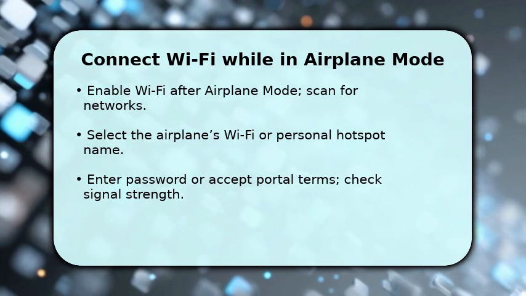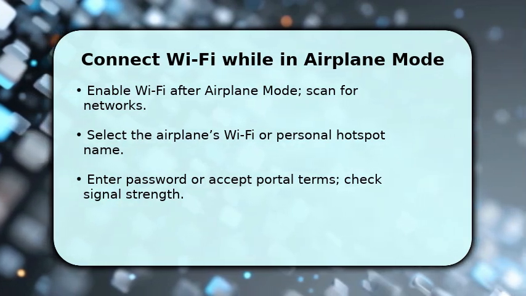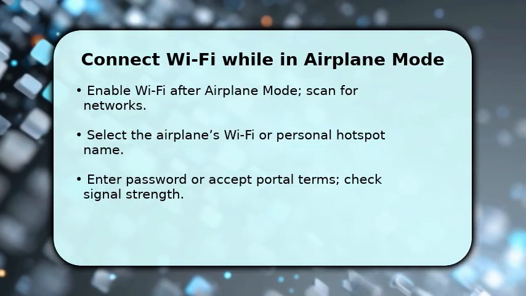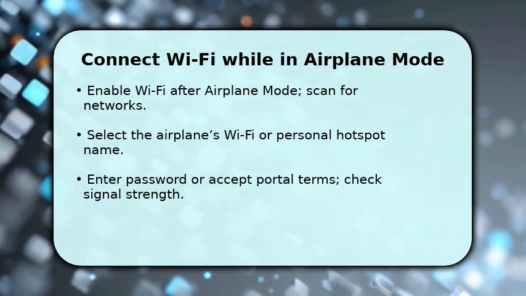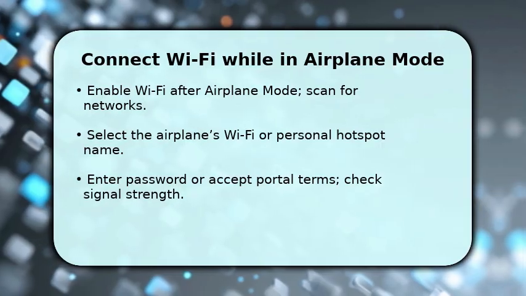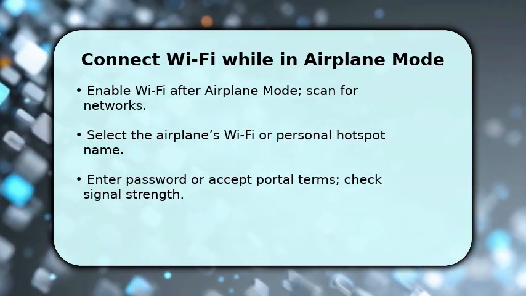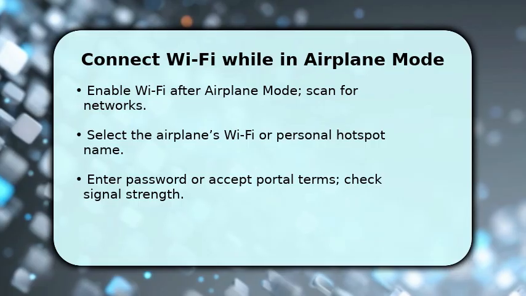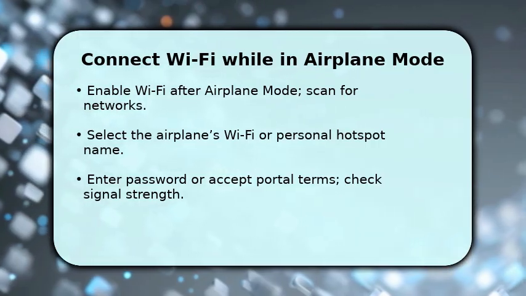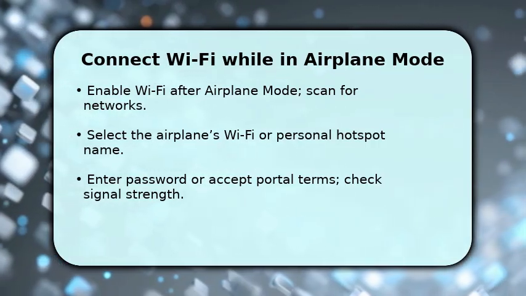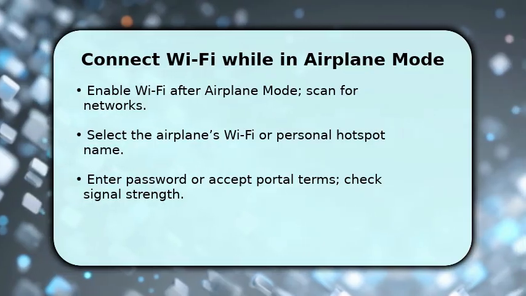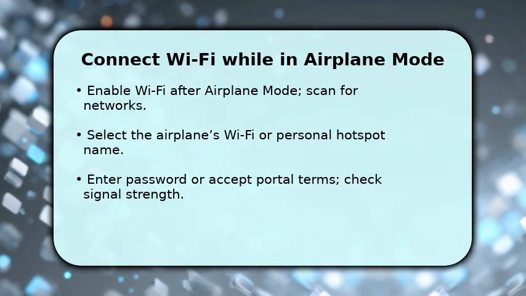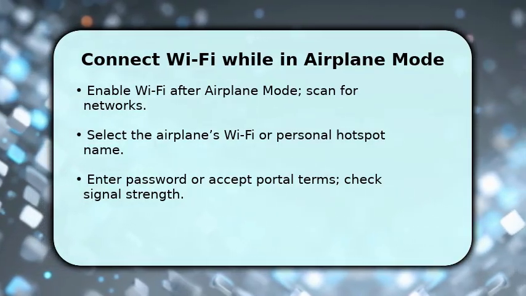Now you add internet access. Re-enable Wi-Fi from Quick Settings or Settings Wi-Fi. Doing this after Airplane mode ensures only Wi-Fi is active. Scan and pick the aircraft's network or your onboard hotspot, then enter credentials or use the captive portal to accept terms. If a login page doesn't appear, open the browser and navigate to any non-HTTPS site to trigger it.